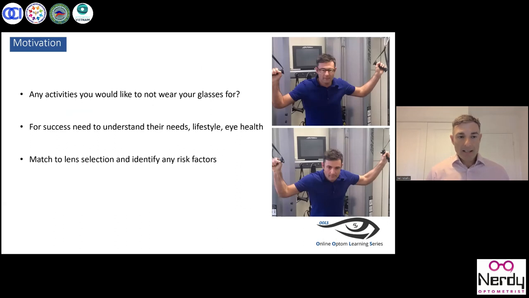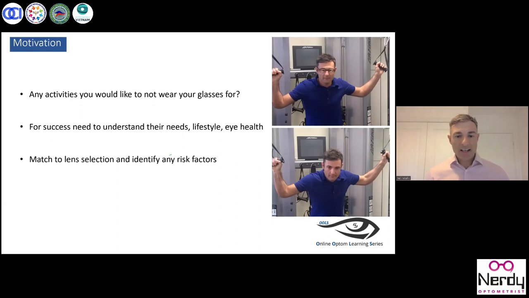So if we go back to our tasks of contact lenses, if we want people to be successful with contact lenses, we need to ensure they have the right motivation. So we have to very carefully ask questions that identify their need. So one thing you may want to ask them is are there any activities where they like to not wear their glasses, or they would like freedom from their glasses, and understand what they're doing in their lifestyle, what they're doing in their day-to-day tasks for work, and also elements of their eye health. And then we can match all this to pick the most appropriate lens for them.